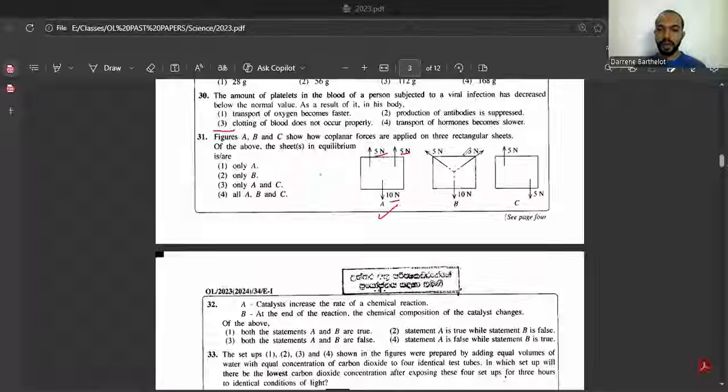Here in B, 5 Newton, 5 Newton, 10 Newton. So you cannot take it like that. If this is 5 Newton, if this is 5 Newton, this should have a value that is lesser than the sum of these two. So this is not in equilibrium. When you take C, here, these forces are not linear, which means this will be subjected to a clockwise rotation, a clockwise moment. So C is also not in equilibrium, only A.